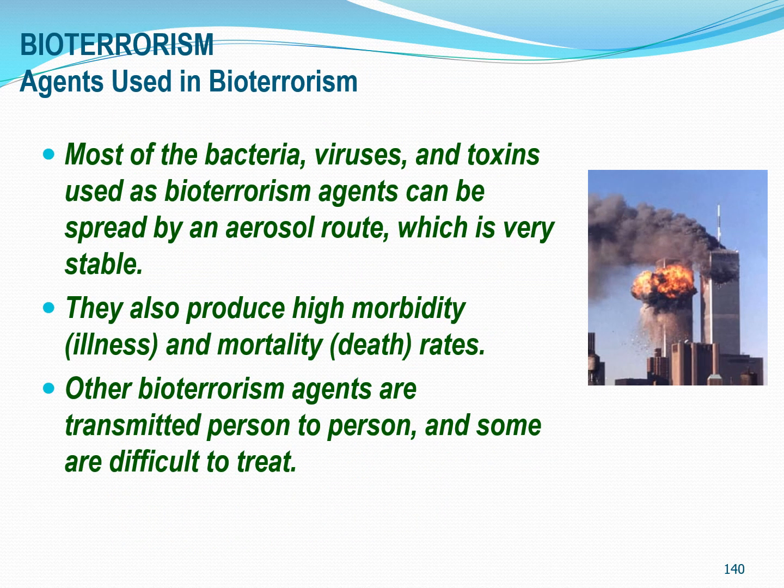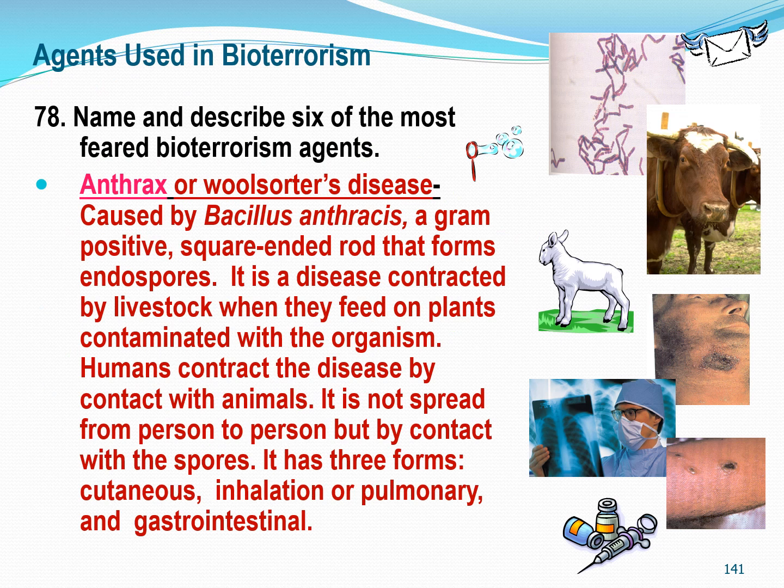Most of the bacteria, viruses, and toxins used as bioterrorism agents can be spread by an aerosol route, which is very stable. They also produce high morbidity, which is illness, and mortality, which is death rates, right? Other bioterrorism agents are transmitted person to person, and some are difficult to treat. We want to talk about 6 of the most feared bioterrorism agents.